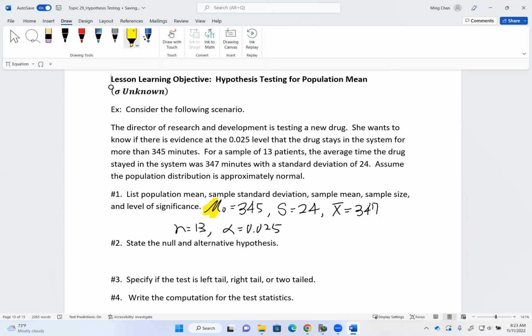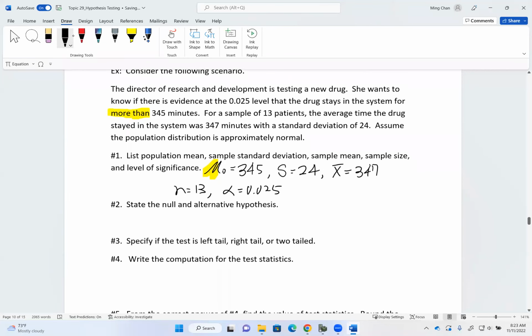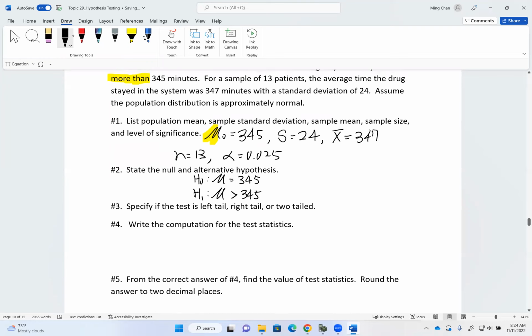Here it says more than 345 minutes, so this is going to be another right tail test. The null hypothesis is it will stay in the system for 345. This research and development person is saying it should be more than 345. From the sample she took, is there sufficient evidence to support her claim? Number 3 is a right-tailed test.